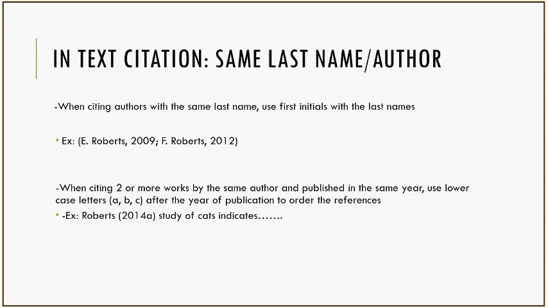And when citing two or more works by the same author that are also published in the same year, this is pretty rare, you're going to use lowercase letters after the year. So, let's say Roberts wrote four articles in 2014, that's A, B, C, and D. The first article in 2014 would have A after it. Again, this is pretty rare, but just in case you run into that.